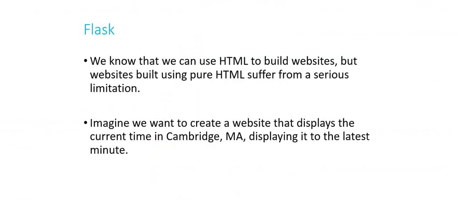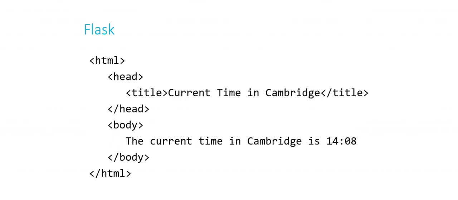So we've talked about HTML in the past, and we know that we can use HTML to build websites. But there is one major limitation that HTML websites suffer from, and that is that they are static. Imagine that we want to create a website that displays the current time in Cambridge, Mass, to the latest minute, let's say. This is some HTML that would do exactly that. The current time in Cambridge is 14:08, so 2:08 p.m. This is great for a minute. But at 2:09, it becomes not accurate anymore.